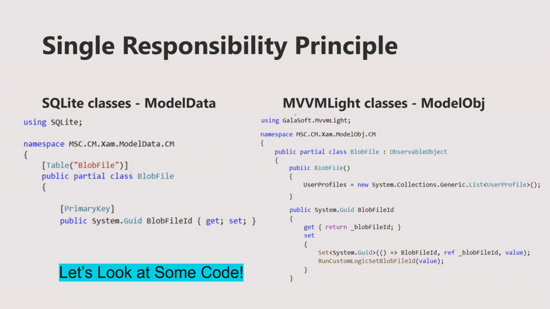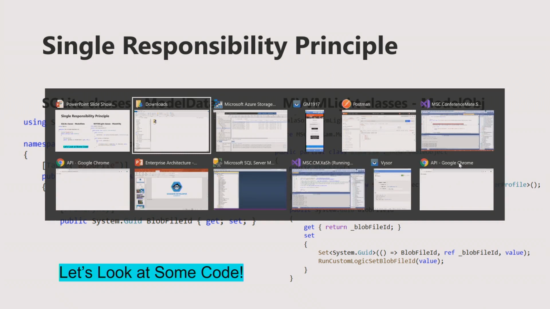Single responsibility principle, let's not spend too much time on this, but the idea is that these classes have different functions. One is being used to store data in SQLite, one is being used for MVVMLite, right? In this case, we've got to define what our tables are, and in this case, we are doing some INotifyPropertyChanged stuff. Let's take a look, let's dive into a little bit of code and see what some of these look like.